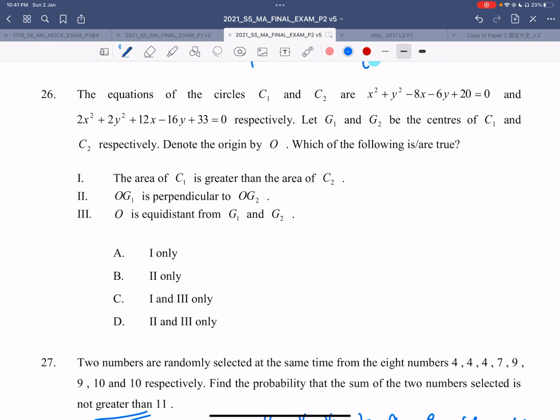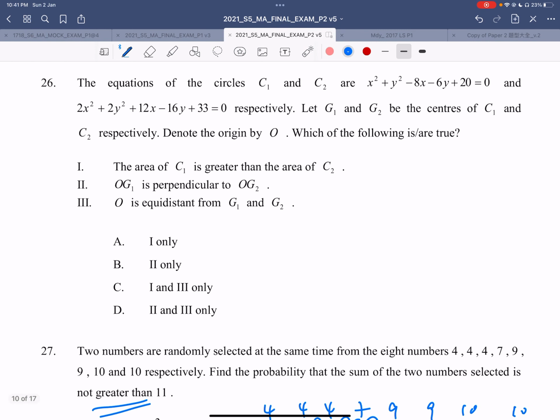Question 26 is about the equation of a circle. Let's find the basic information and interpret it. For C1, let me mark down: the center is negative D over 2, which is negative 8 over 2, equal to 4. And the y-coordinate is negative 6 over 2, which will be equal to 3.